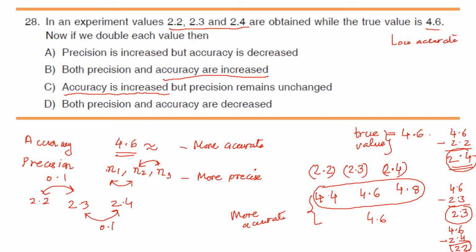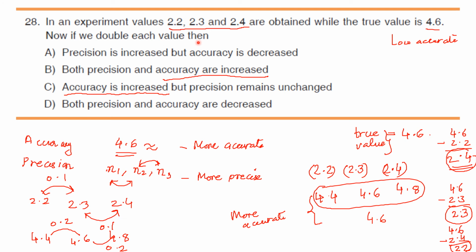Now if you are doubling, you are having the value 4.4, 4.6, 4.8. Now the difference that you are having here is 0.2. Here also you are having a difference of 0.2. So we can say that the degree of agreement between the neighboring value, that is 2.2 and 2.3, initially it was all 0.1. Now it is all 0.2. So it doesn't change much. The difference between the neighboring value remains a constant even if you double each value.